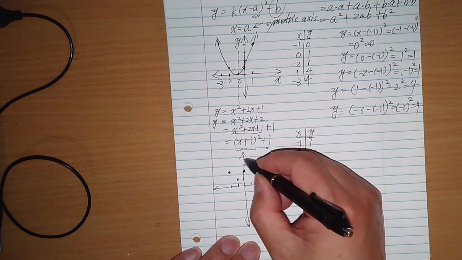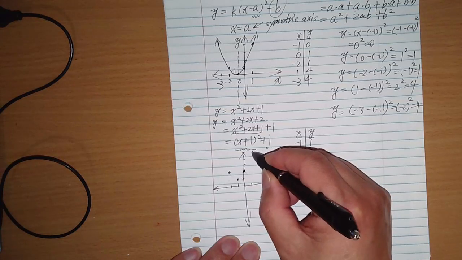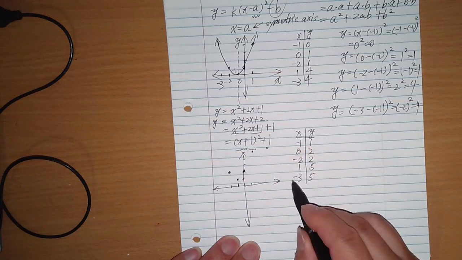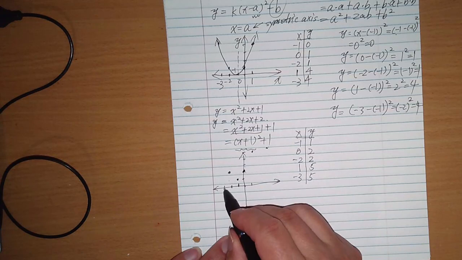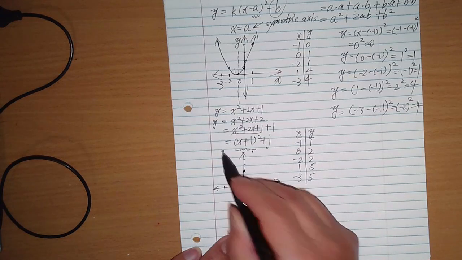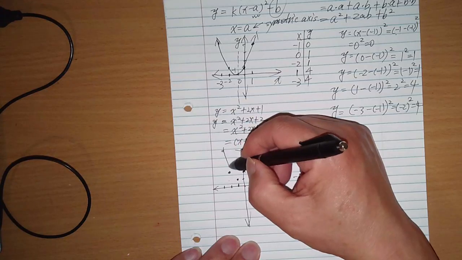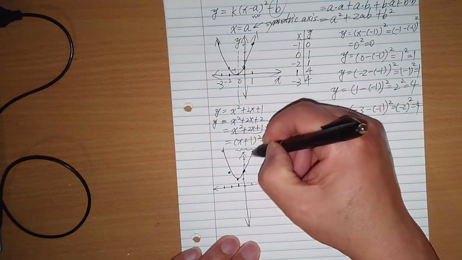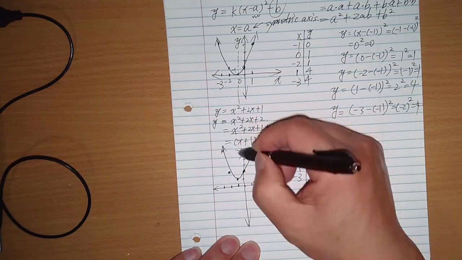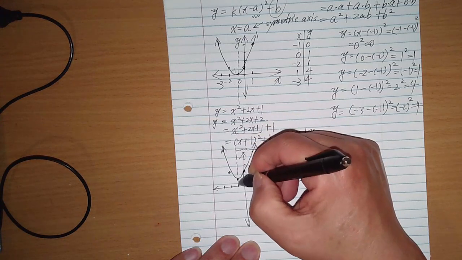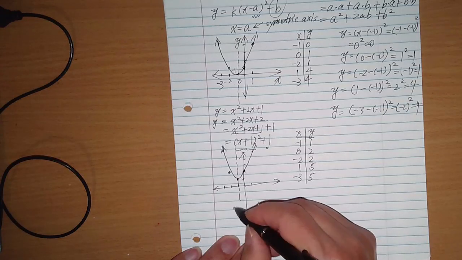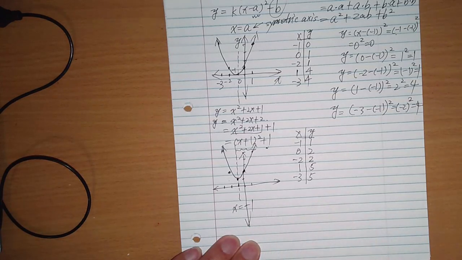2, 3, 4, 5. So it would be right here. Again, when x equals negative 3, we got a 5. So if we connect everything together, we get a graph like that. Again, this is the axis of symmetry, which corresponds to x equals negative 1.